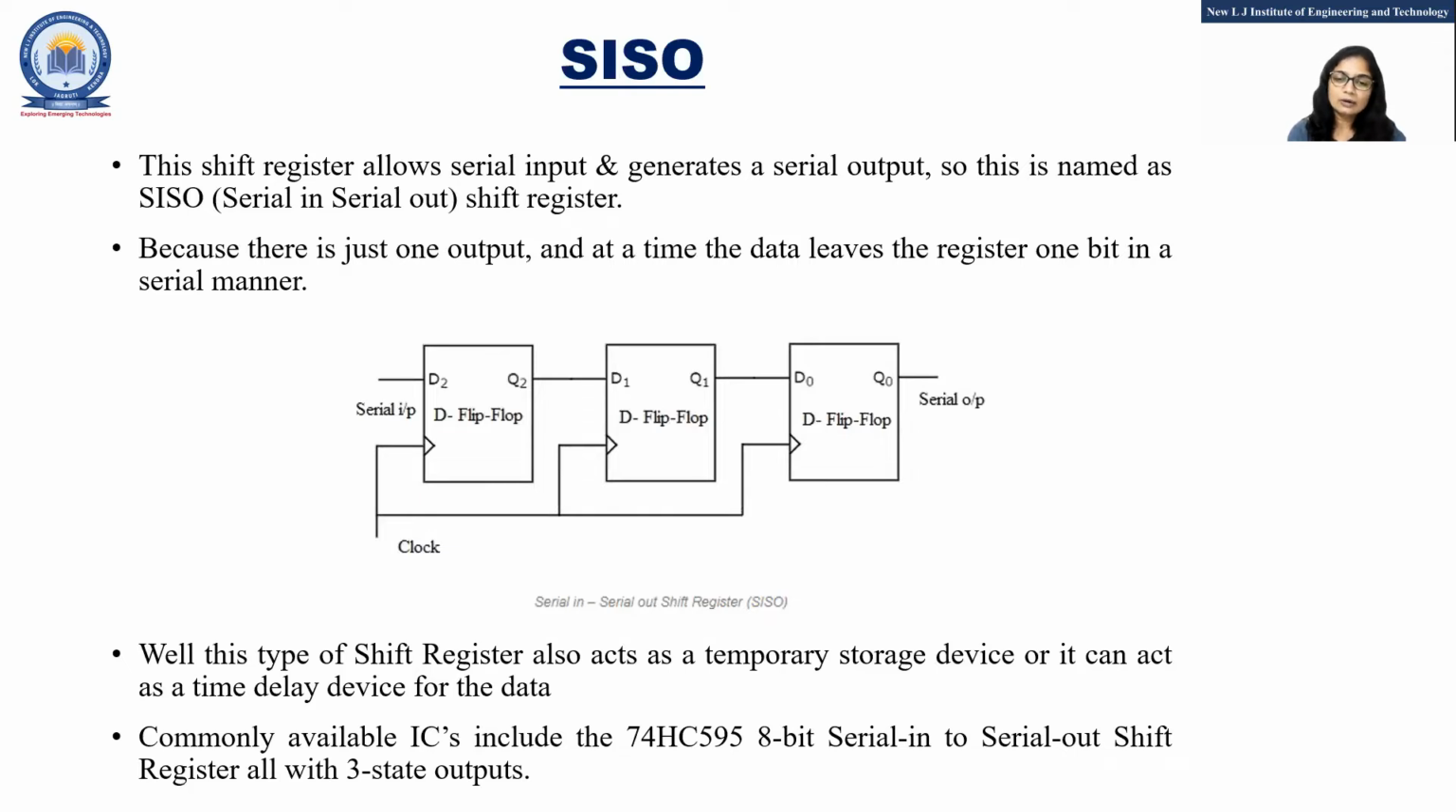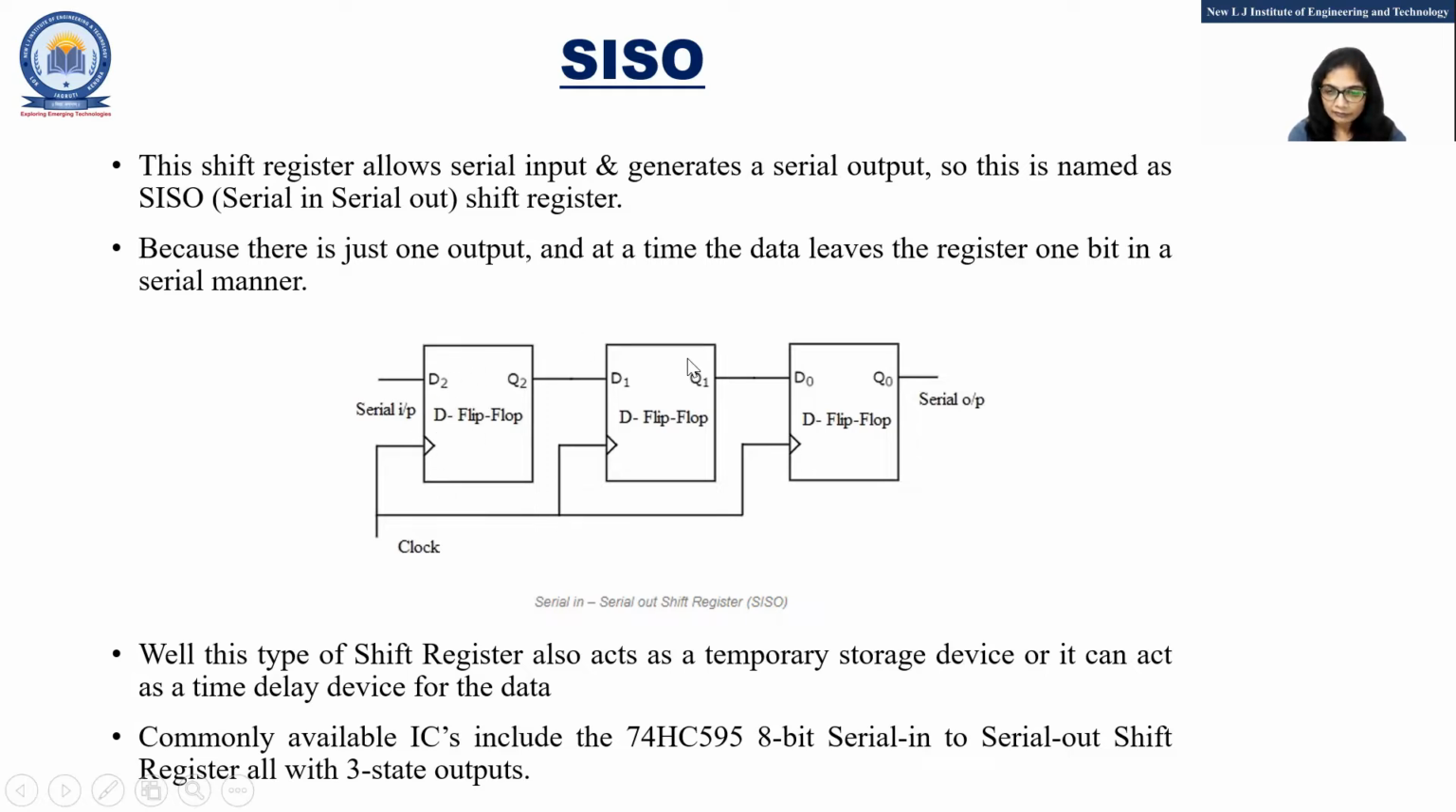Now we will see all these shift registers in detail. First is SISO. This is the diagram of a 3-bit serial in, serial out shift register. As I told you, the number of bits used is equal to the number of flip-flops. Here I am using a 3-bit SISO, so I will use 3 flip-flops in the circuit.